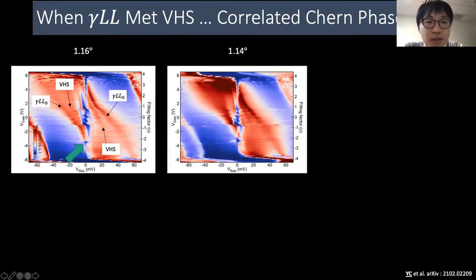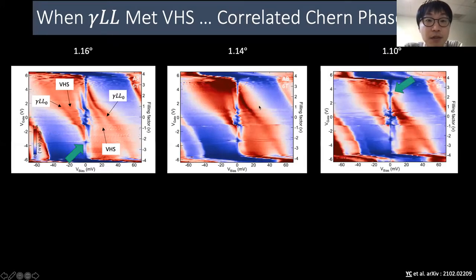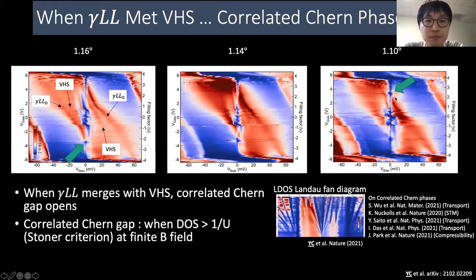At 1.14, they obviously meet here on the valence side, and the gap is even deeper. But on the conduction side, the gamma Landau level is still not merged with the Van Hove singularity. We lower the angle, and finally the gamma Landau level merged with the Van Hove singularity, and it created this gap. So actually these gaps are correlated Chern gaps that emerge when the density of state becomes very high and meets the Stoner criterion at finite magnetic field.